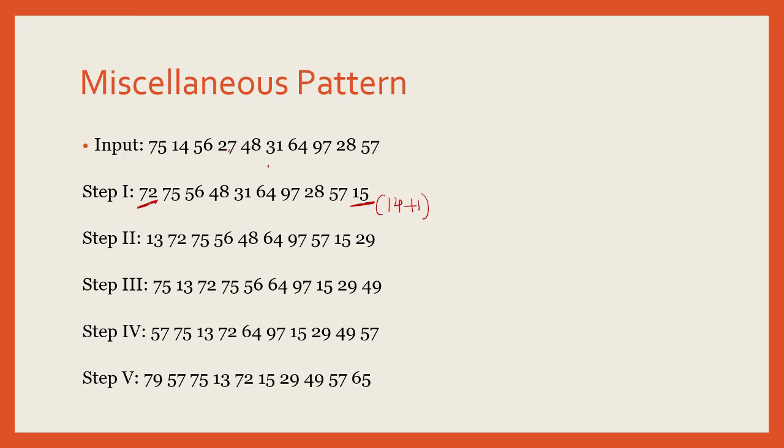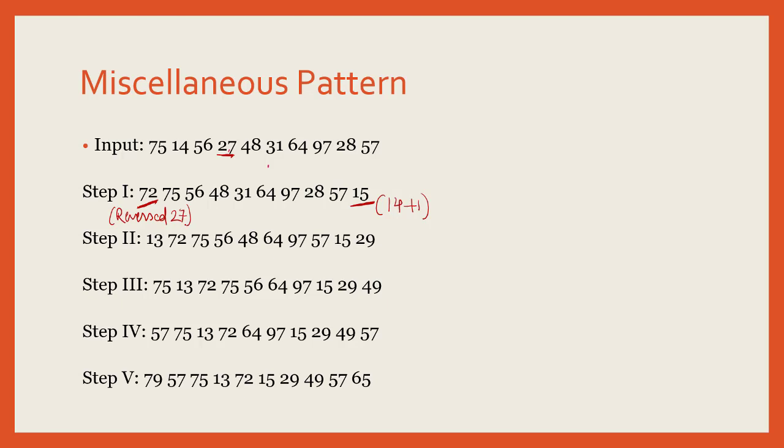Again 72 was not in the input, but 72 is exactly the reverse of 27. So what we have done, we have reversed 27 to get 72, and we have placed it at the left hand side. Now how 14 and 27 are different: 14 is an even number whereas 27 is an odd number. Let's see if this pattern is continued.